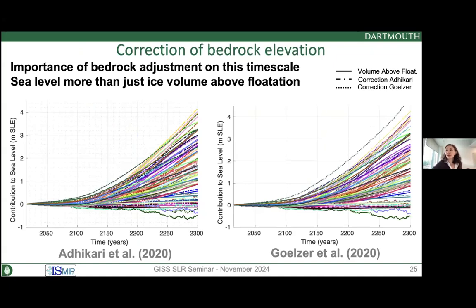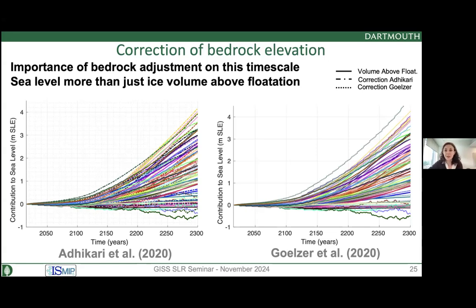Okay, I think another thing that we want to think about, and I know you have several seminars, including very recent ones, talking about bedrock adjustment, glacial isostatic adjustment, and so I thought I could just say a few words about that. What happens with these models? Bedrock adjustment, when we look at 3 centuries, starts to be really important, and so 2 things are important here. Sea level, what I showed was just ice volume above flotation, but sea level is more than just ice volume above flotation. And so we need to correct for density difference between fresh and salty water.